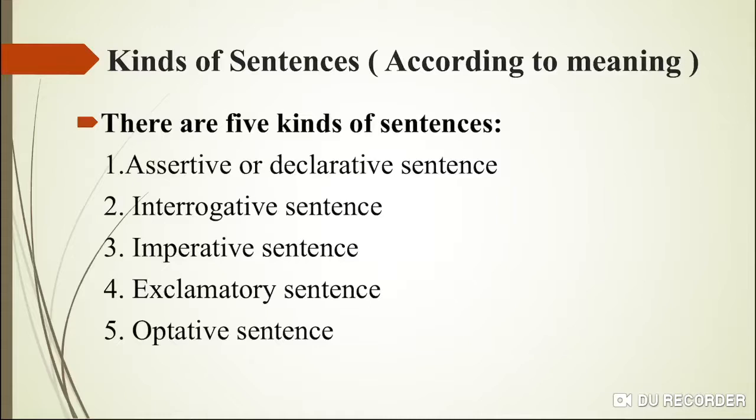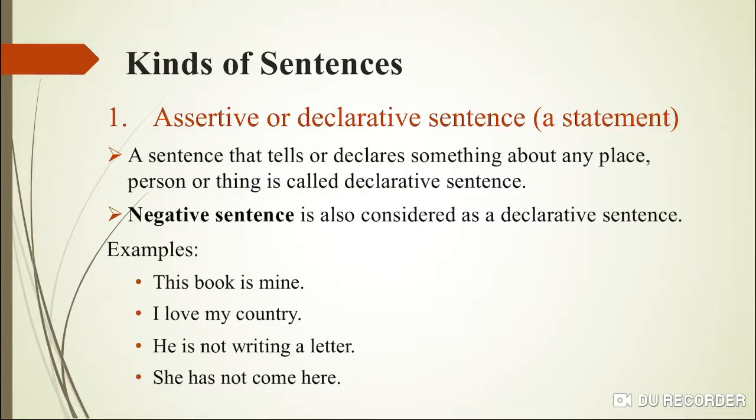So as I told you earlier, there are 5 kinds of sentences: assertive or declarative sentences, interrogative sentences, imperative sentences, exclamatory sentences, and optative sentences. These are the kinds of sentences according to the meaning, the way these have been used. Assertive just gives you the detail, just a statement, right? A sentence that tells or declares something about any place, person or thing is called declarative, that declares, right?